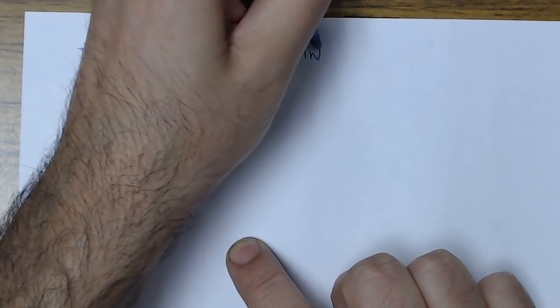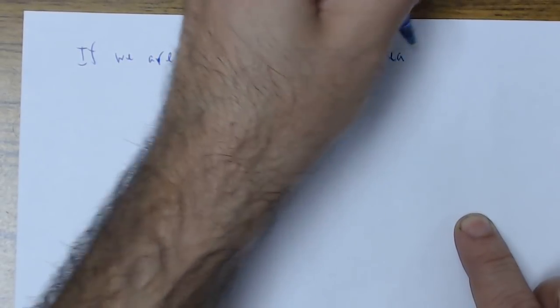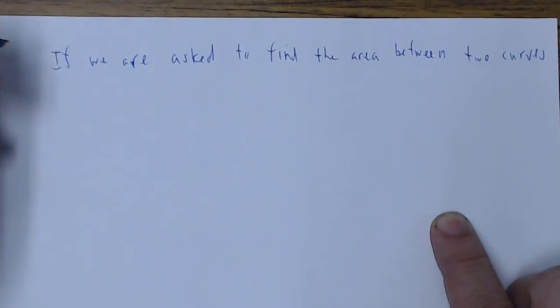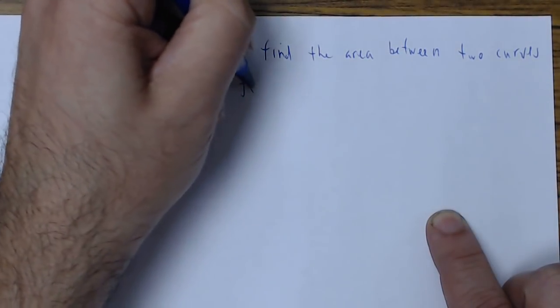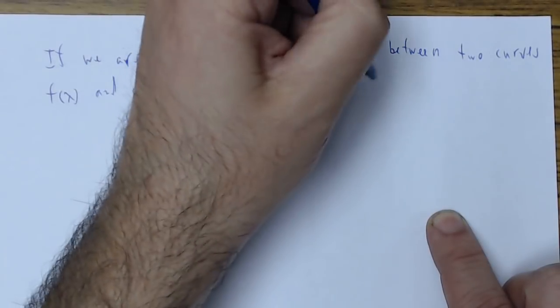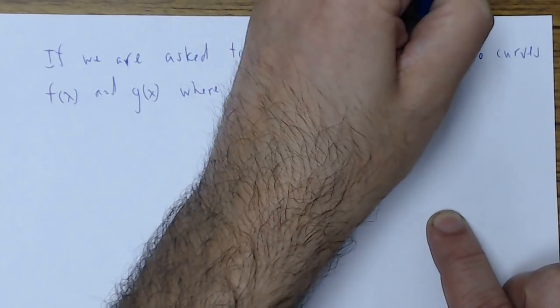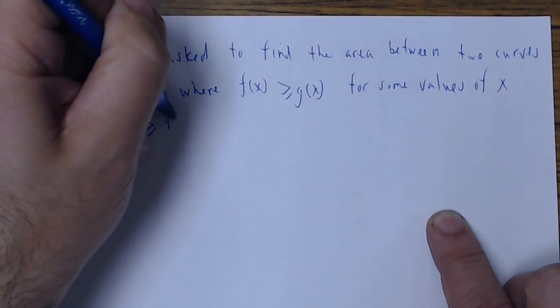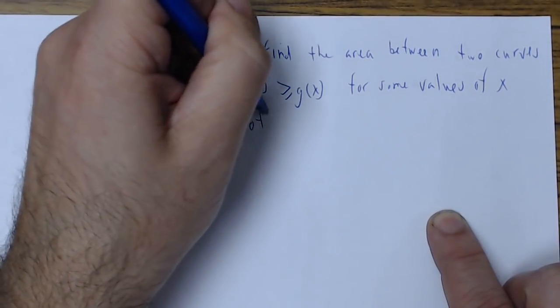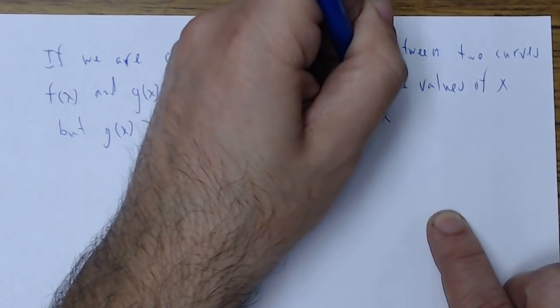Okay, now the last thing I want to talk about is if we are asked to find the area between two curves, and let's say the two curves are f of x and g of x, where f of x is greater than or equal to g of x for some values of x, but then g of x is greater than or equal to f of x for other values of x. So let's stop there for a minute.